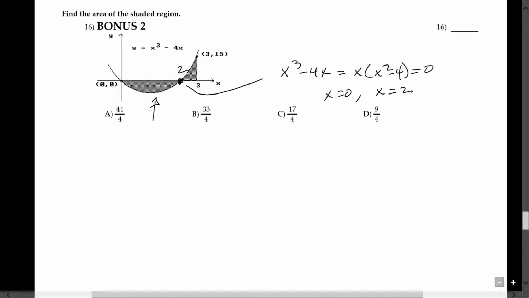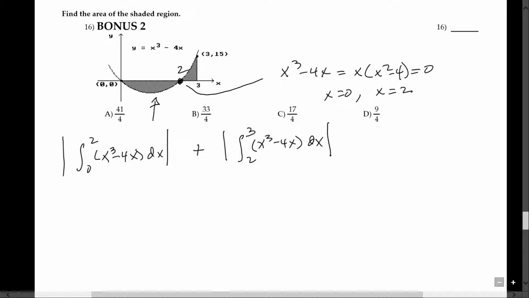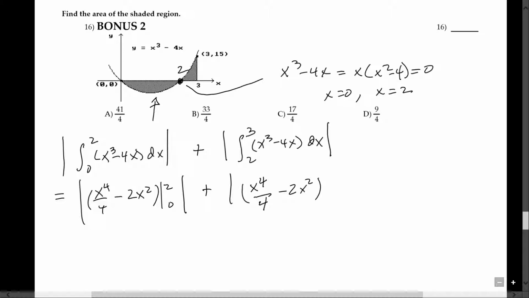So to calculate this area, we need to take the absolute value of the integral from 0 to 2 of x cubed minus 4x dx plus the absolute value of the integral from 2 to 3 of x cubed minus 4x dx, because the second integral is going to be positive. And what we get is x to the 4th over 4 minus 2x squared between 0 and 2, and the absolute value of that, plus the absolute value of the antiderivative, which is also x to the 4th over 4 minus 2x squared, between 2 and 3.